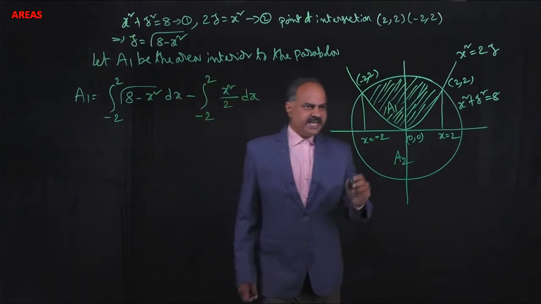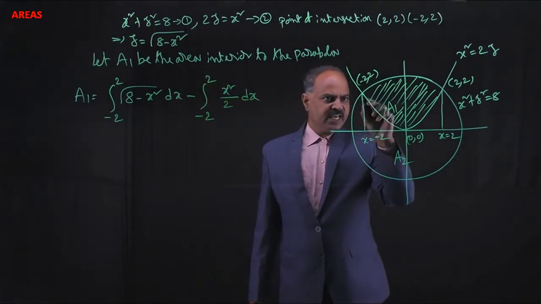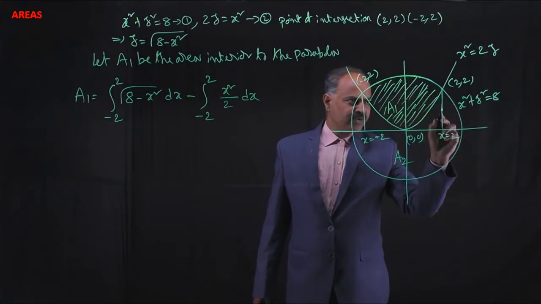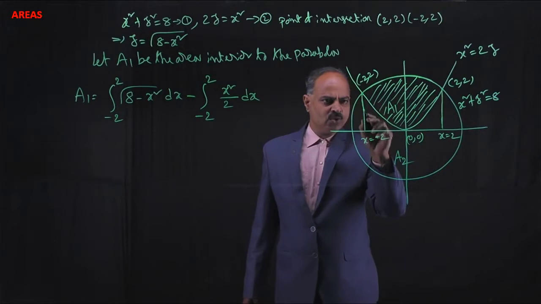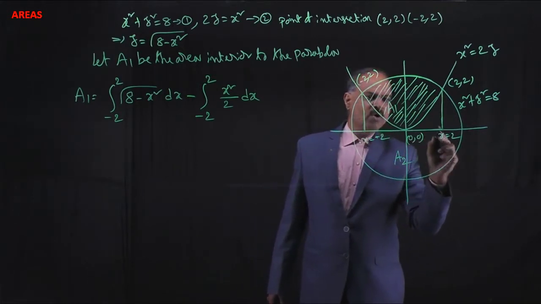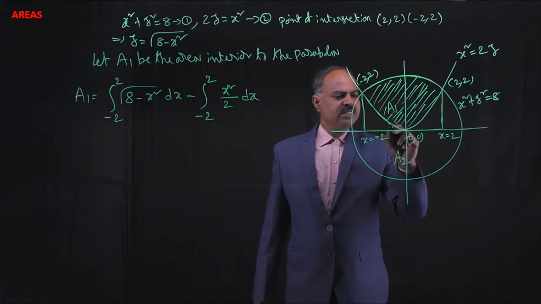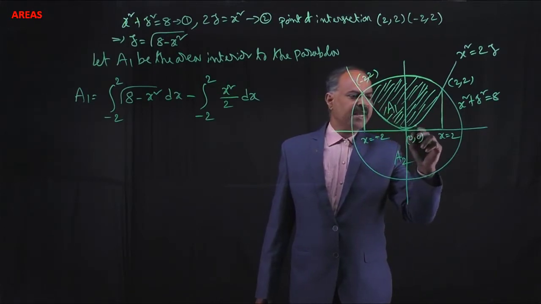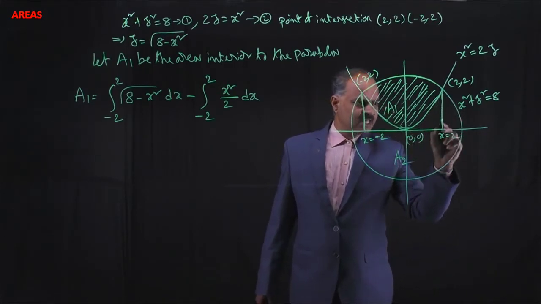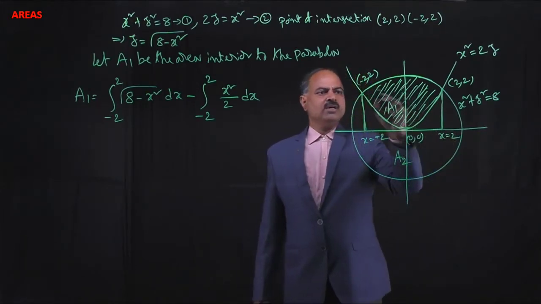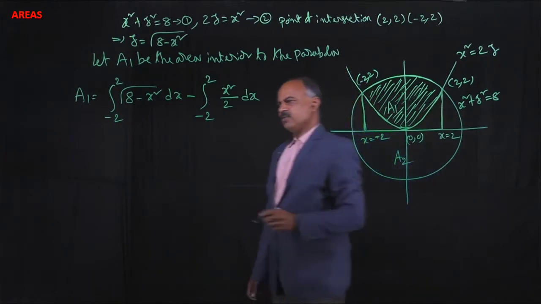So required area is equal to first area under the circle on x-axis between x equal to minus 2 and x equal to 2 minus the area under the curve x square is equal to 2y on x-axis between x equal to 2 and x equal to minus 2. So here this is the required area.